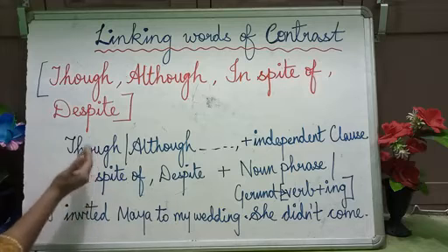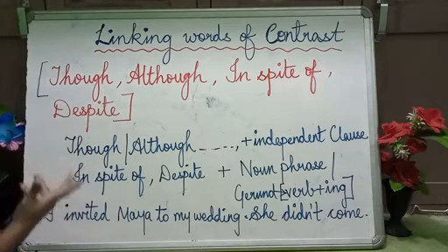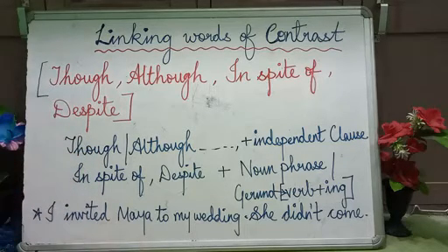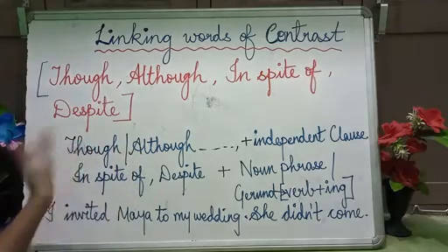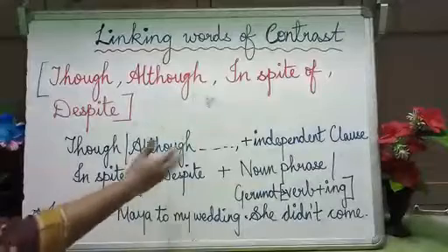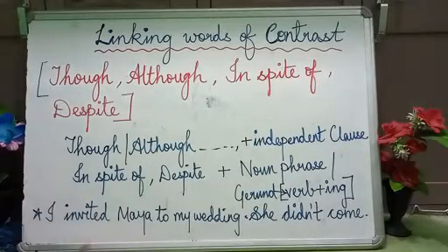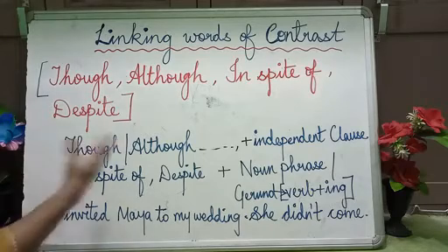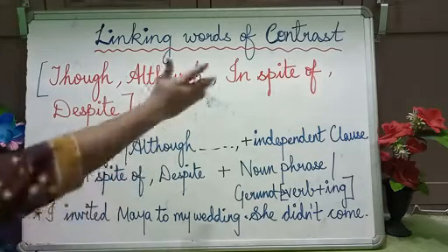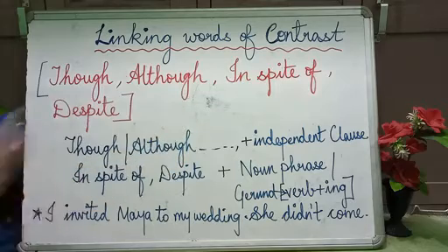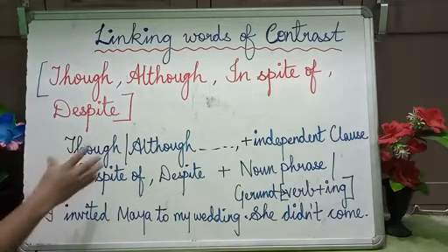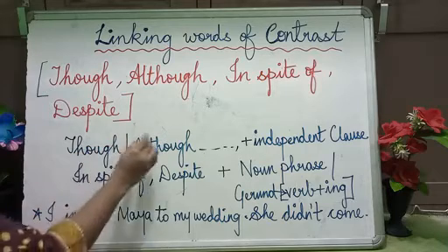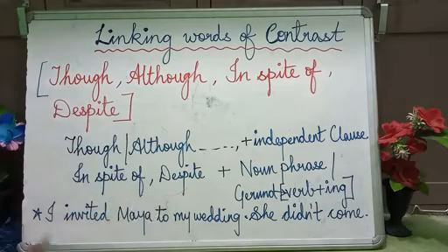Okay, so mostly though is used informally. Informally means in speech we use it. So many of them use though only. Sometimes, rarely, and in writing we use although, even though, like that. But those who know English very well use all of them: though, although, even though, despite, in spite of. So for informal use we use though only. But in writing we use though, although, in spite of, despite.